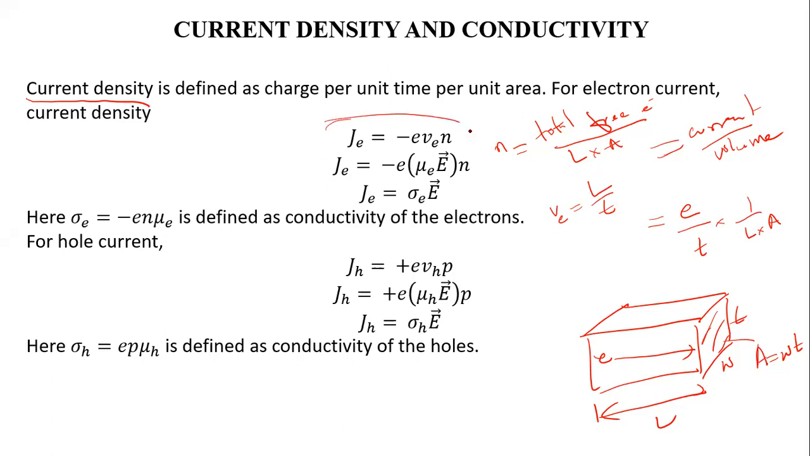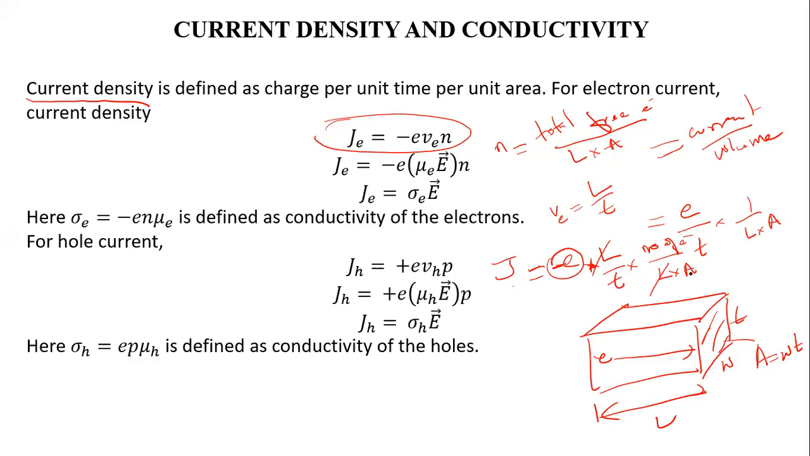Now, if you write this in terms of dimension, JE, the current density, will be equal to charge, this is the negative charge of an electron, into velocity, which is length upon time dimensionally, and N is the total number of electrons upon length into cross-sectional area, the volume. Total free electrons per unit volume, right? L and L will cancel out. Therefore, you will find that minus E, the charge, into number of charged particles upon time will give me the current.